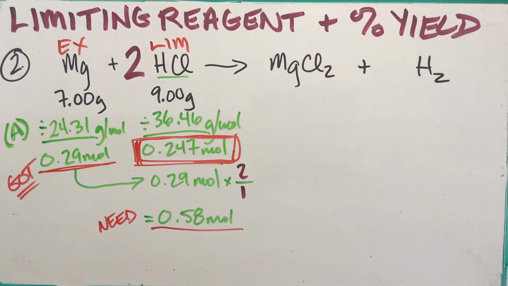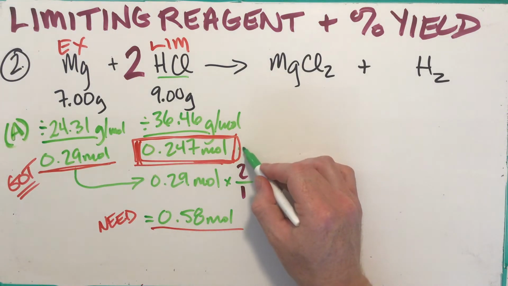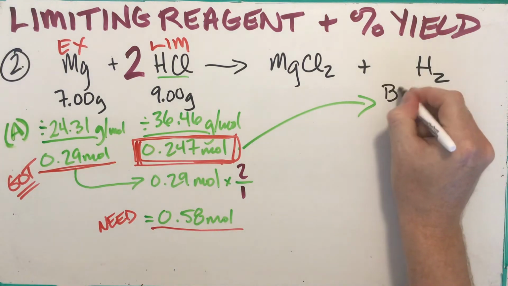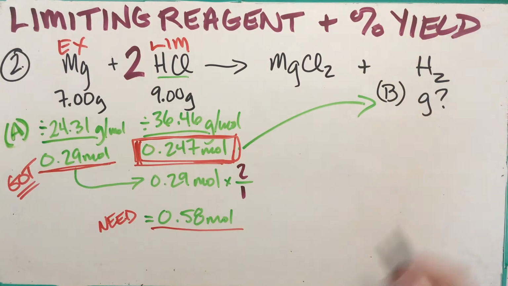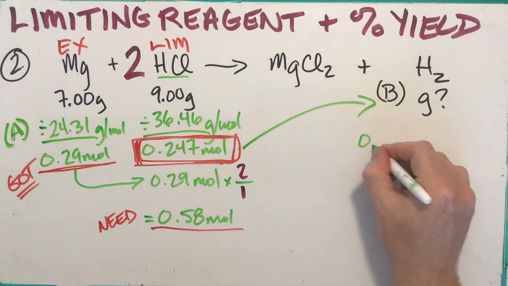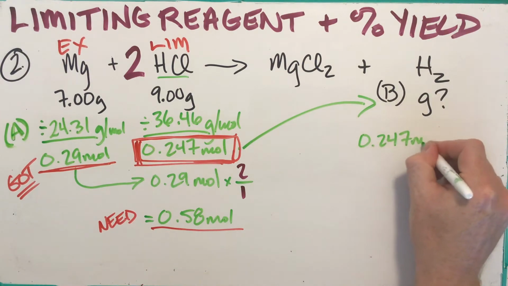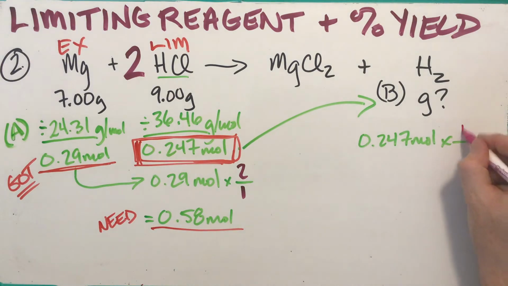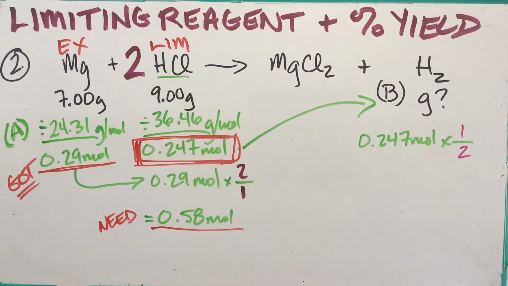Anyway, so I'm going to bring this over. This is my limiting reagent, and it wants to know the maximum yield. Part B is, what's the maximum yield of the hydrogen gas? So when I bring my moles over, it's going to be 0.247 moles. I'm going to multiply it by the mole ratio. And in this case, it's going to be 1/2.